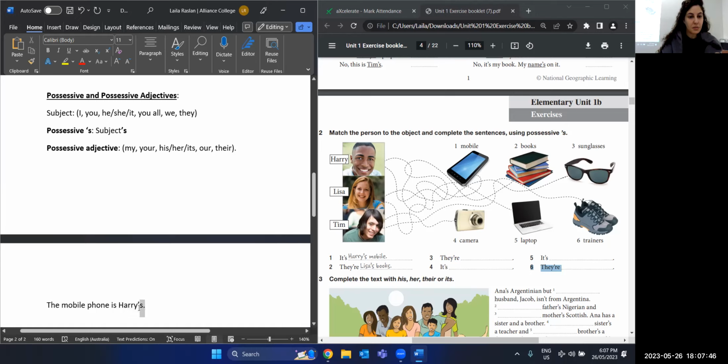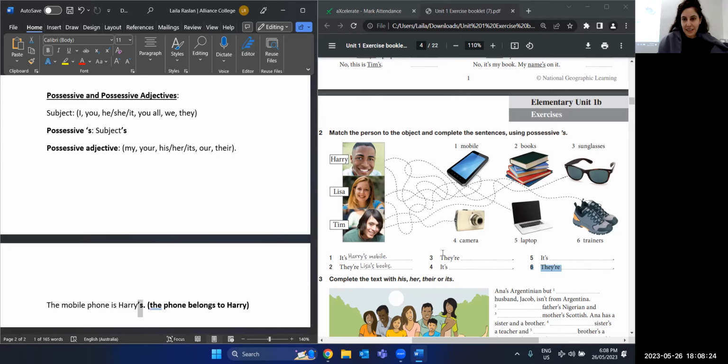Because it's got this one, it just means it's his. He owns it. You would not say the mobile phone is Harry. That means that the phone is called Harry. Like, meet my phone, its name is Harry. But no, you have to say it's Harry's to show it belongs to Harry. So remember that saying, the phone belongs to Harry. That's what that S means. That's called the possessive.